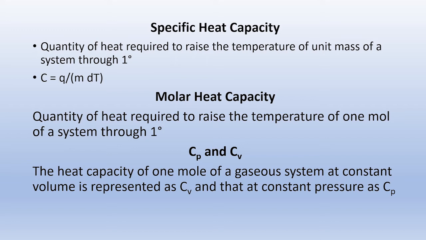And if the amount of substance is specified as 1 mole, that means the quantity of heat required to raise the temperature of 1 mole of a system through 1 degree, it is called molar heat capacity. Usually molar heat capacities at constant pressure and volume are referred to as Cp and Cv. So the heat capacity of 1 mole of a gaseous system at constant volume is represented as Cv, and that at constant pressure is represented as Cp.